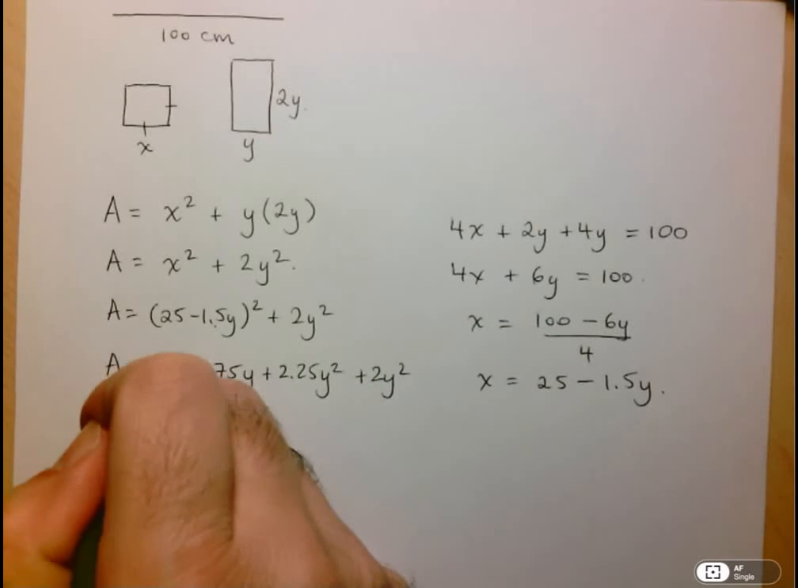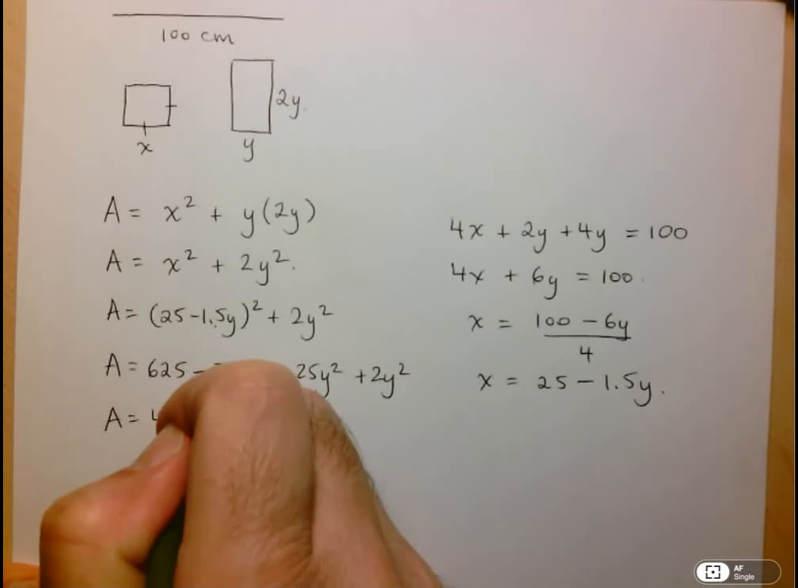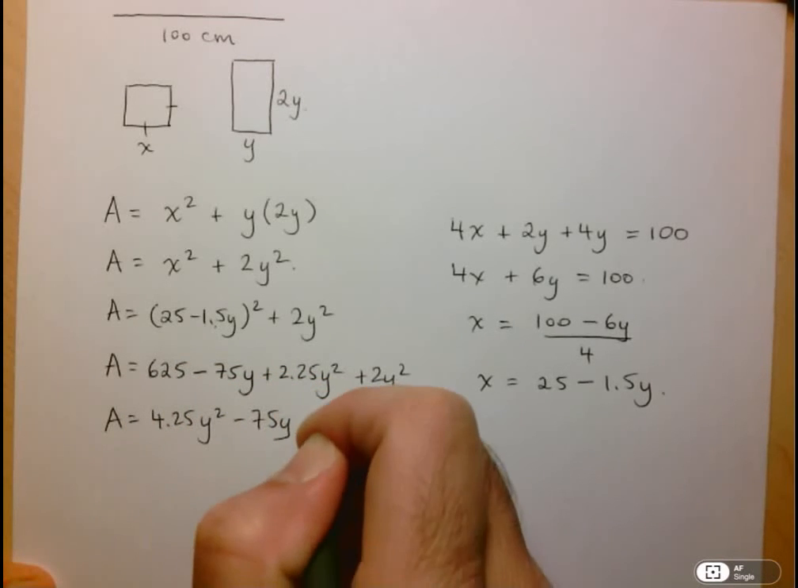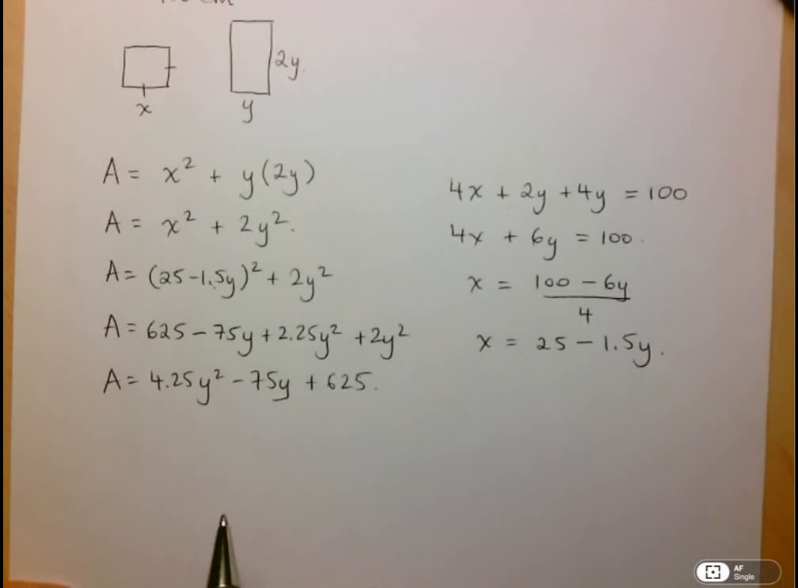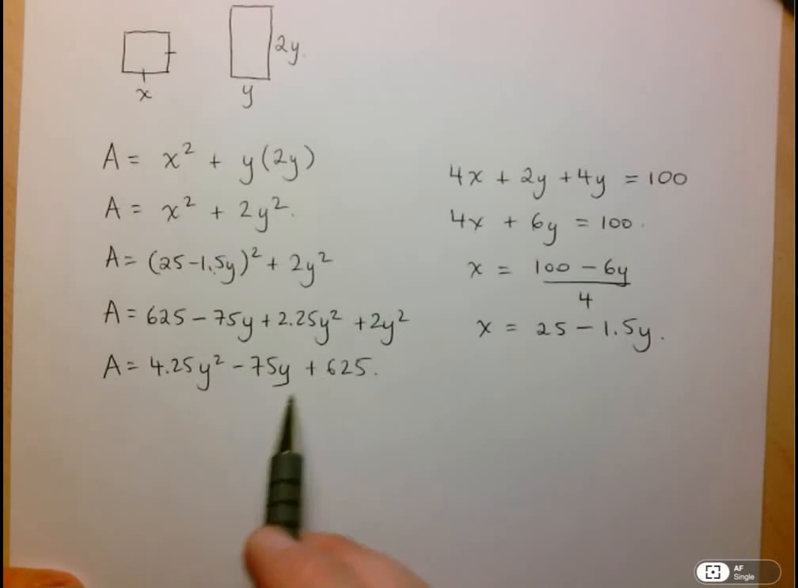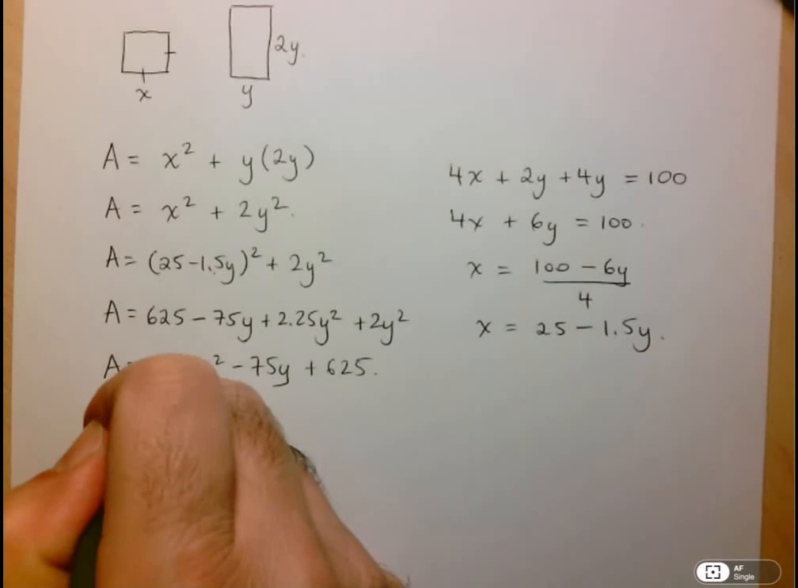So we'll write this in another form and get the y squareds together. We've got 4.25y squared minus 75y plus 625. First of all, we see, as we hoped for, the function for area is a quadratic function, and the leading coefficient is positive, so it makes sense to be talking about a minimum area. So let's complete the square to do that.